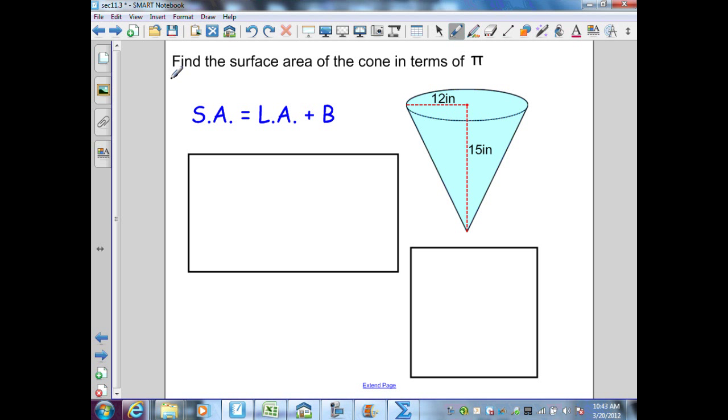Here they want me to determine the surface area of a cone in terms of pi. Recall the surface area is equal to the lateral area plus B, which is the area of the base. To determine the lateral area, I need the slant height of my cone.